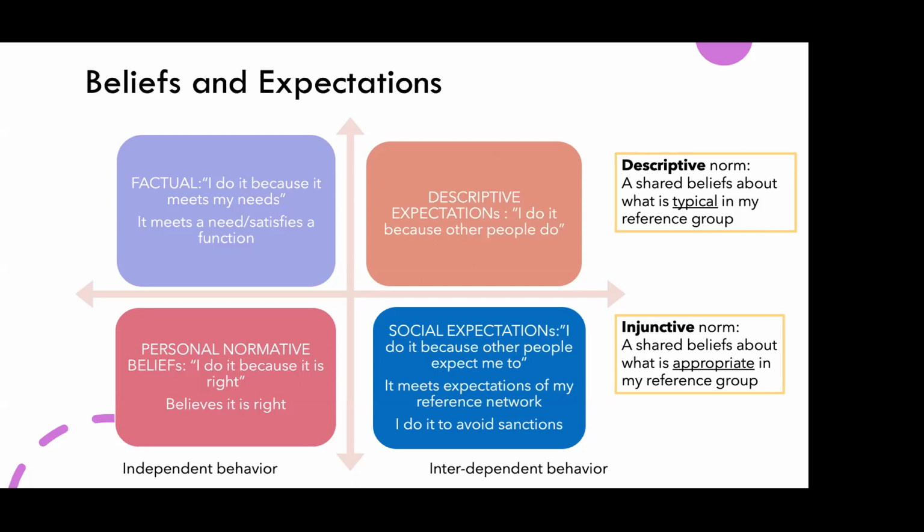that they are only beliefs about what is typical in the reference group, they are called descriptive norms. So they describe what the rules of behavior are in those particular situations. Whether they are factual or descriptive expectations, they are only prescribing what is in the society. Different stories we have when we look at personal normative beliefs and social expectations. They have another characteristic. Those are considered injunctive norms because they are shared beliefs about what is appropriate in my reference group.